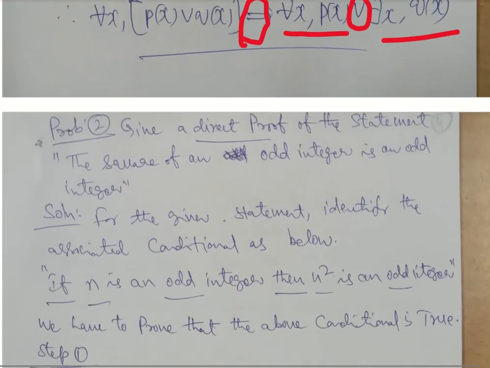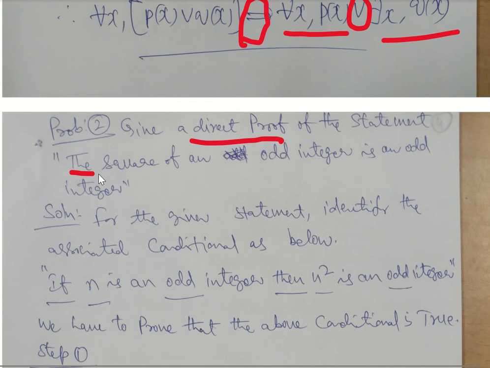So let us take the second problem, and this problem was asked in the examination. Please understand the problem as a mathematical one. Don't give any meaning to this. If you start giving meaning, then you will not be able to get the solution. Just use the statement as given here. Okay, give a direct proof of the statement.